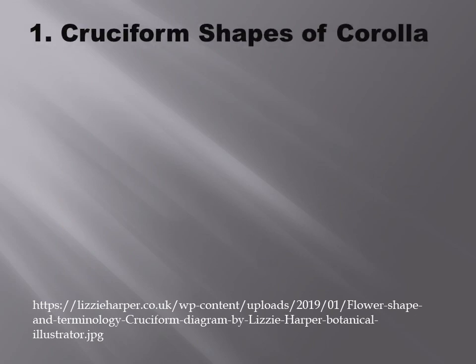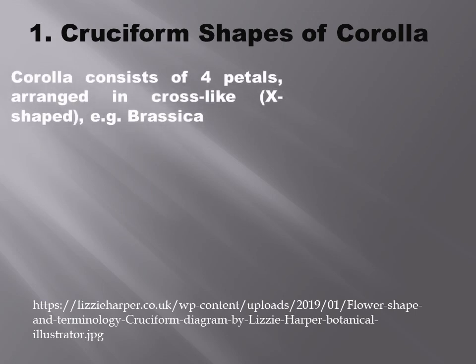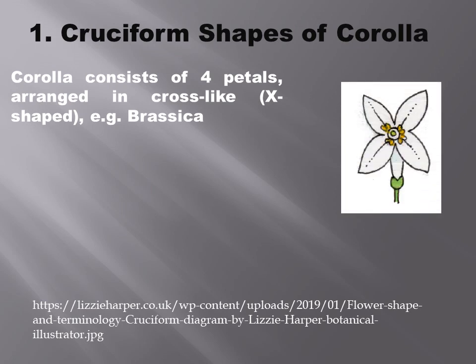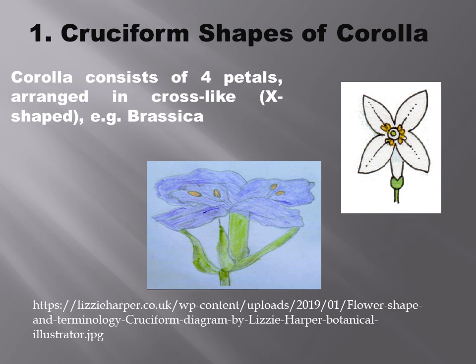The first shape is the cruciform shape of the corolla. The cruciform corolla consists of 4 petals arranged in a cross-like, X-shaped manner, for example in Brassica. So in this figure you can see the 4 petals arranged in an X-like or cross-like manner, for example in Brassica plants. I have given the link from where I have taken the diagrams, and the second diagram is drawn by myself.